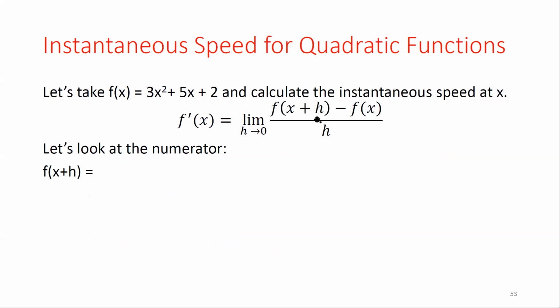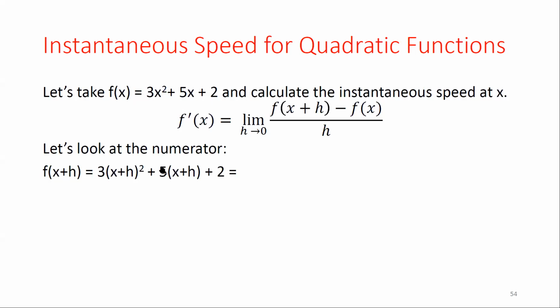So we want to calculate the speed. Because this is a little bit more involved, let's do it slowly. What would f of x plus h be? If f of x is 3x squared plus 5x plus 2, what happens when we put in an x plus h? Just do it very slowly. So f of input is 3 times input squared plus 5 times input plus 2. So it'd be 3 times x plus h squared, plus 5 times x plus h, plus 2.